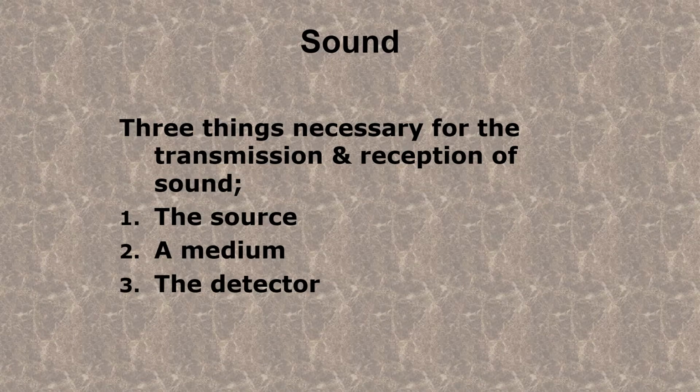Three things are necessary for the transmission and reception of sound: the source, or something which generates the sound waves, such as our voice box, a speaker, or a running automobile engine; a medium, for the sound waves to travel through, such as the air or water; and something to detect the sound, such as our ears or a tape recorder.